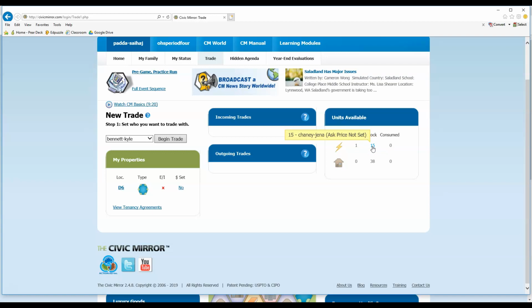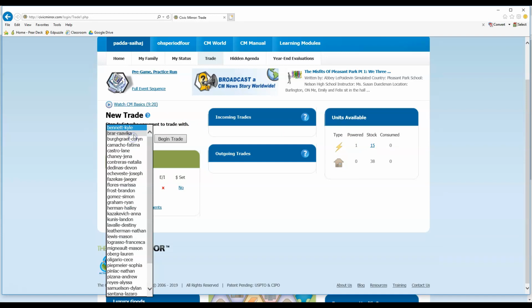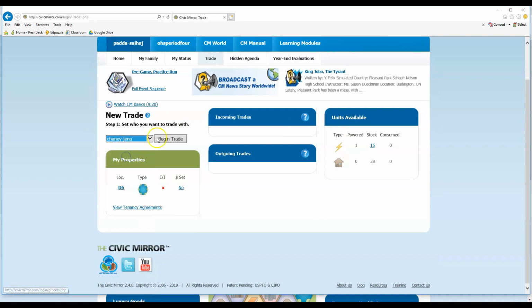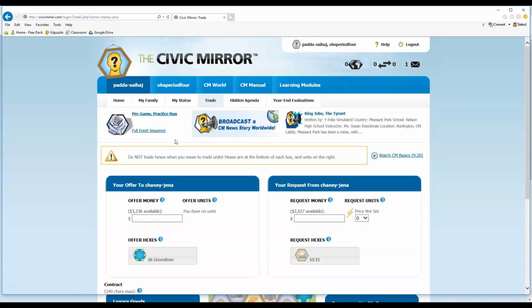Jenna has 15 units of power right now. So if I needed power, let's say I have a business and I need to power it, then I would go over here and I would click on Jenna's name. Here she is. And I would click Begin Trade. And then I would find out what she's charging. She hasn't set her price, but that is something that she probably will do in the course of the game. You see what price she's offering. I don't know what she's asking for a price, so I'm just going to give an amount. Let's say she's charging $200.